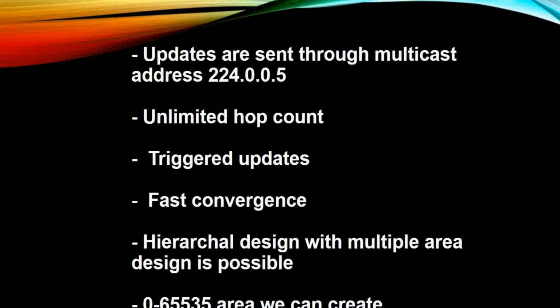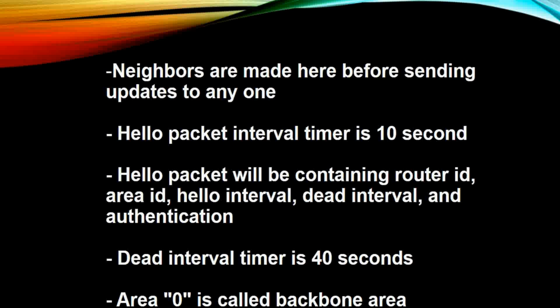65,535 areas we can create. Neighbors are made here before sending updates to anyone. Hello packet interval timer is 10 seconds. Hello packet contains router ID, area ID, hello interval, dead interval, and authentication. Dead interval timer is 40 seconds. Area 0 is called the backbone area. This supports equal cost path load balancing.